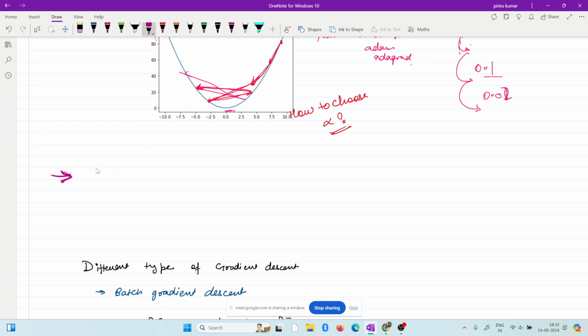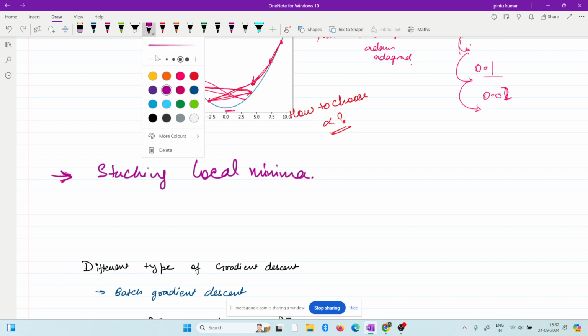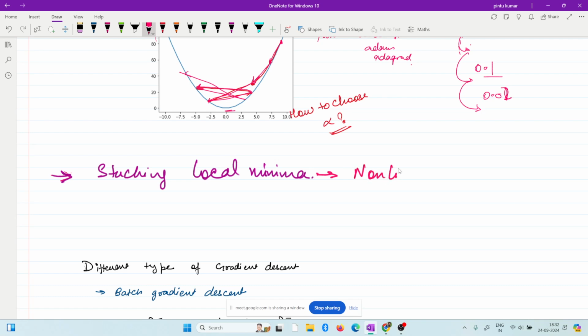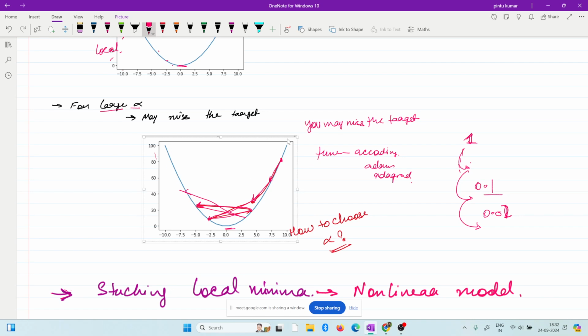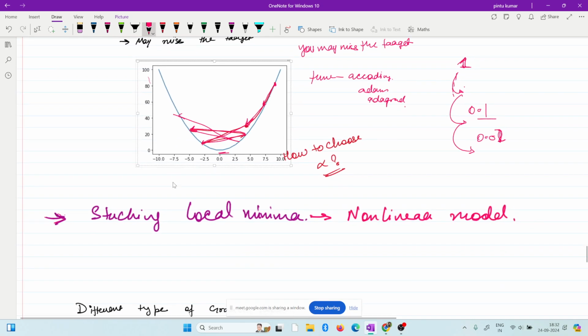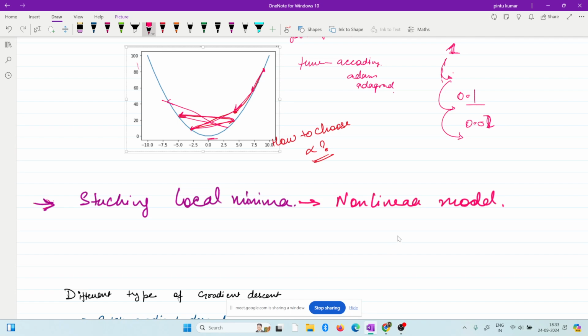There is this phenomenon we discussed, getting stuck in local minima. This is a very common problem that you encounter with non-linear models. The kind of function that we looked at was convex, very smooth, a unimodal function with all nice properties. But if you look at the surface of the loss function of neural networks, or logistic regression with some kernels, you will never get such smooth functions. They will always have a lot of local minima.